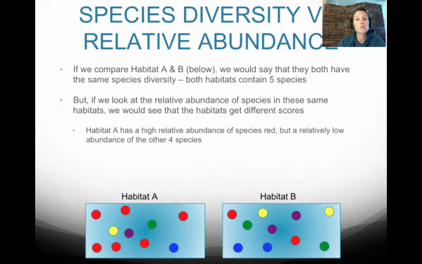And so that tells us quite a bit of difference between the different habitats. So it really depends on what you're measuring, and you've got to know what you're looking for and what your area is to know what kind of measurement you're going to use. But that's the major difference, species richness versus relative abundance.